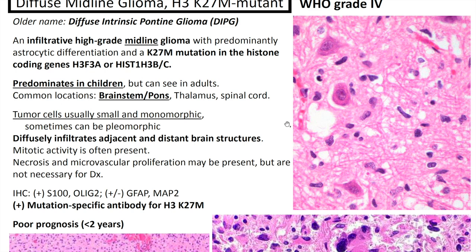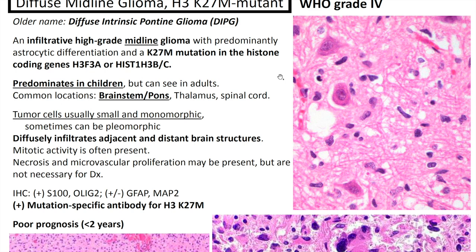So moving on, we've got diffuse midline glioma, H3K27M mutant, which is WHO grade 4. The older name was diffuse intrinsic pontine glioma, or DIPG. This is an infiltrative high-grade midline glioma with predominantly astrocytic differentiation and a K27M mutation in the histone coding genes H3F3A, or HIST1H3B/C. So the diffuse midline glioma H3K27M mutant predominates in children but can be seen in adults. Common locations include the brainstem or pons, the thalamus, and the spinal cord.